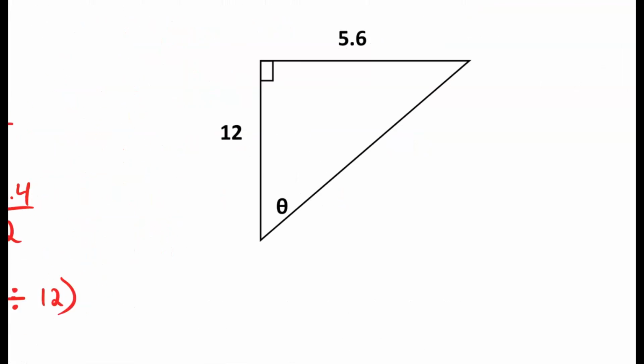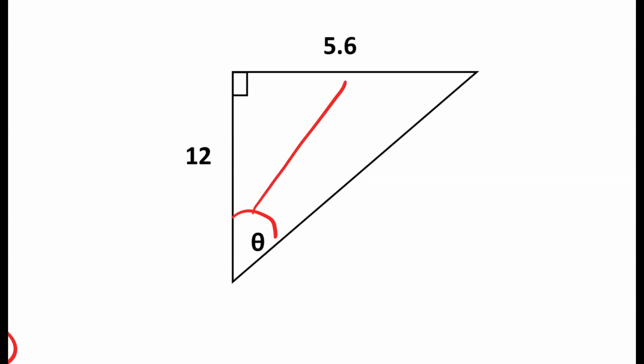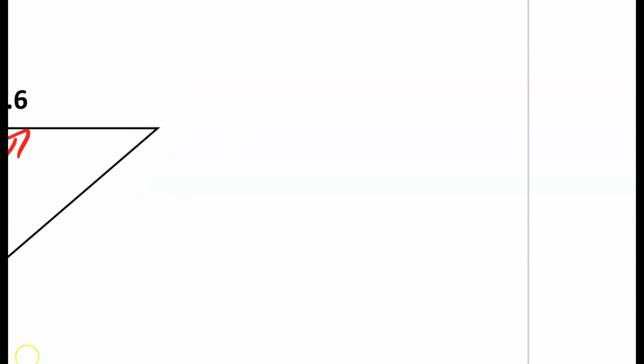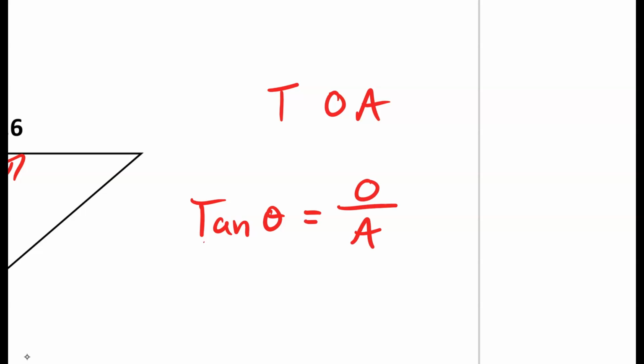Now if we look at this one here, we have our angle at the bottom. We have the side right across, which would be our opposite, and then our 90 degrees is pointing to our hypotenuse. So this would be our hypotenuse, which we don't have, but we do have our adjacent. So what we have is our opposite and our adjacent, and that means that we're going to be using TOA. So it's going to be tan theta equals opposite over adjacent.